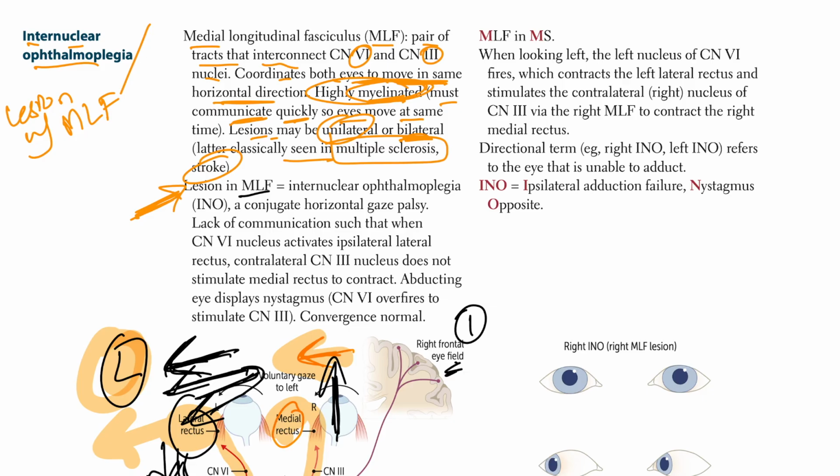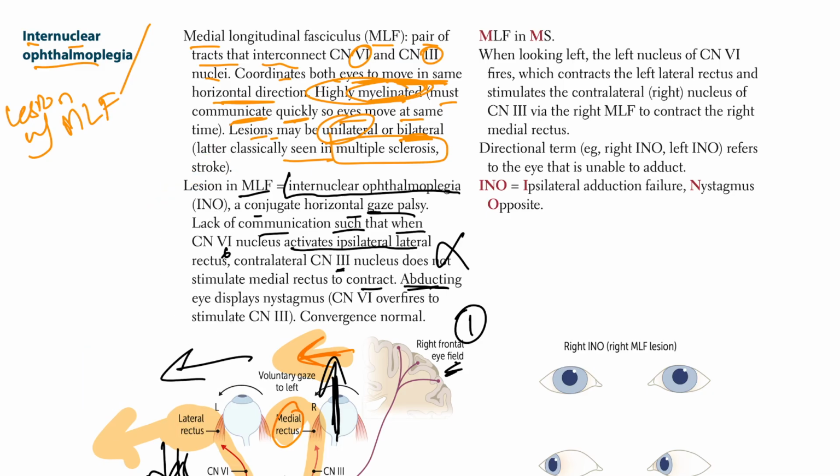A lesion in the MLF, which is internuclear ophthalmoplegia, INO, is a conjugate horizontal gaze palsy. You have a lack of communication such that when the cranial nerve 6 nucleus activates the ipsilateral lateral rectus, the contralateral CN3 nucleus does not stimulate the medial rectus to contract. So abduction, which is lateral side, the abducting eye, meaning let's just look here. This is the abducting eye, right? Looking at the lateral rectus, abducting means going laterally. So the abducting eye displays nystagmus. So this eye will display nystagmus.